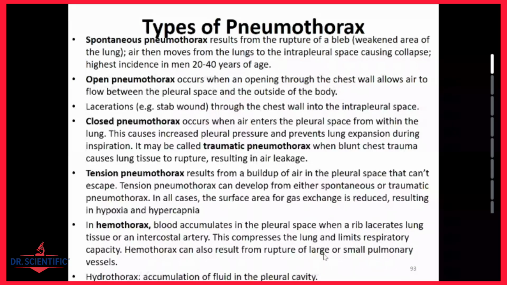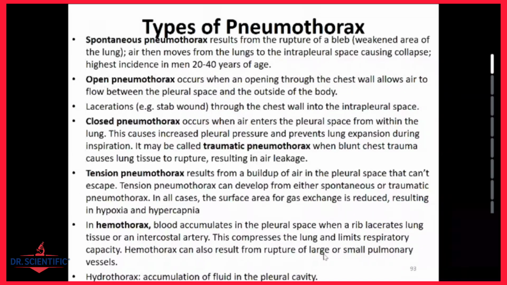Usually, this occurs with trauma, or without trauma. And with spontaneous pneumothorax, we have what we refer to as the primary spontaneous and secondary spontaneous pneumothorax. They come in as a result of the rupture of a bleb. A bleb here is an area of the lung that is weakened. And because of that weakening and the rupturing of that area, air moves from the lungs to the intrapleural space, and that's going to cause the collapse of the lungs.